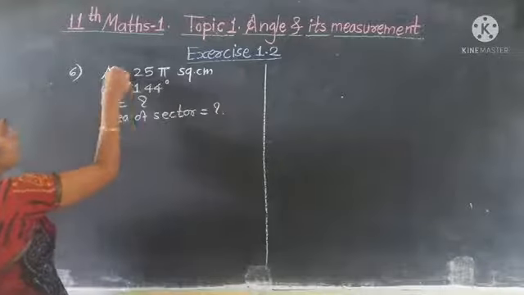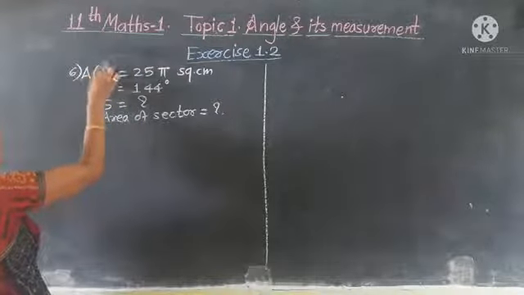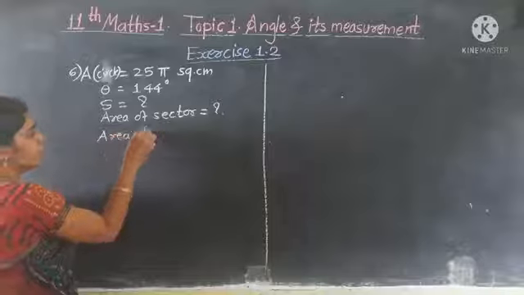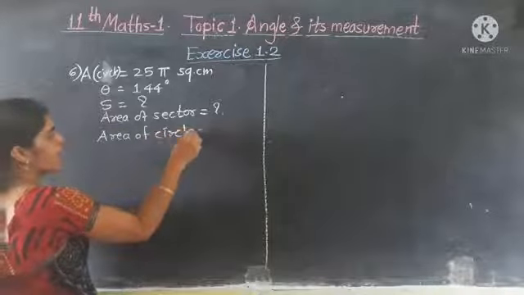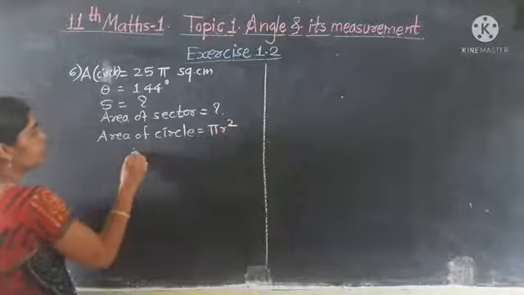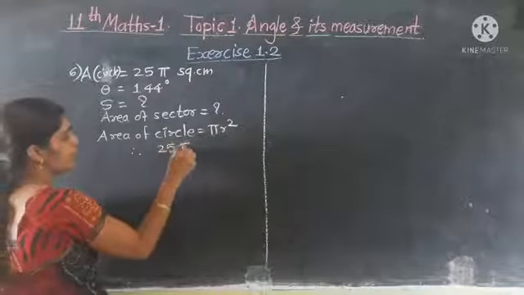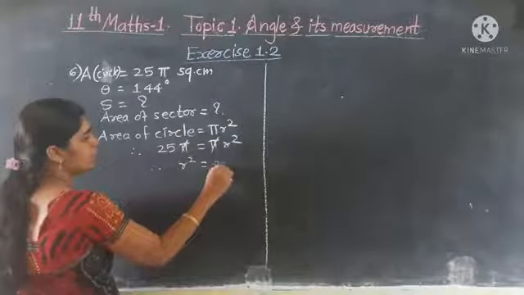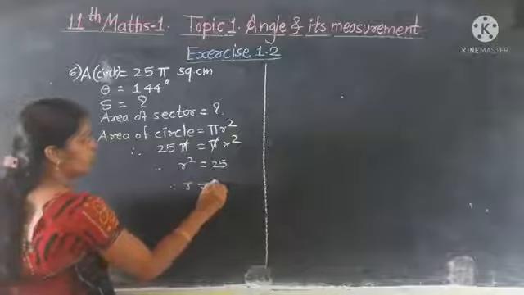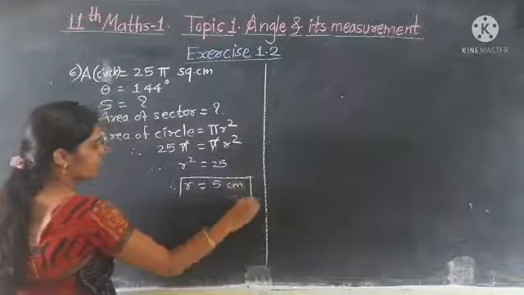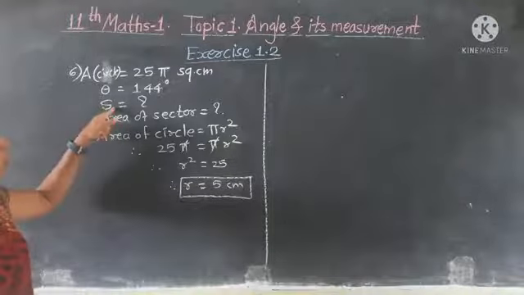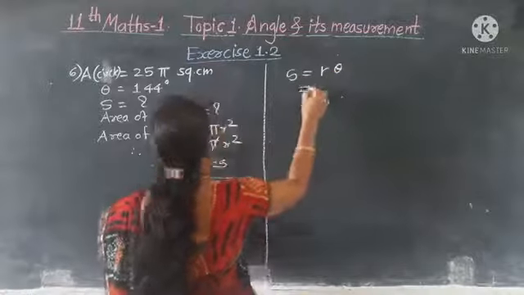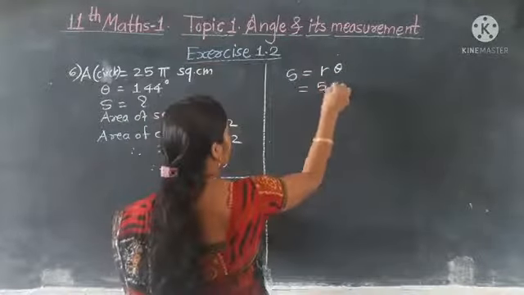It is given the area of the circle. So we know that the area of a circle is equal to pi r square. But the area is given 25 pi. That is equal to pi r square. Pi gets cancelled. R square is equal to 25. So we get r is equal to 5 centimeter. Okay. Now we want s. S is equal to r theta. Radius we have calculated, 5, into theta.